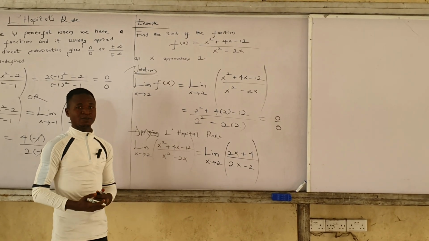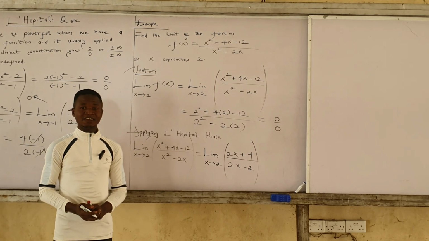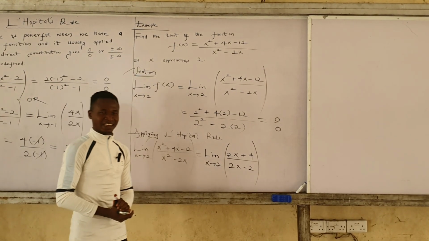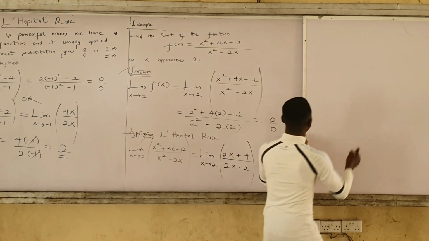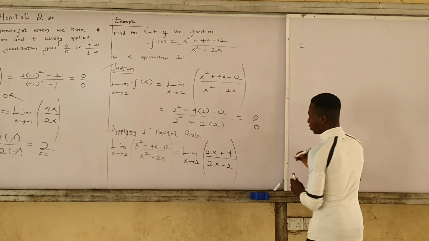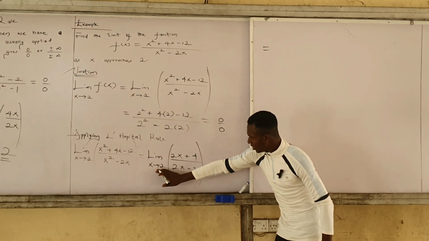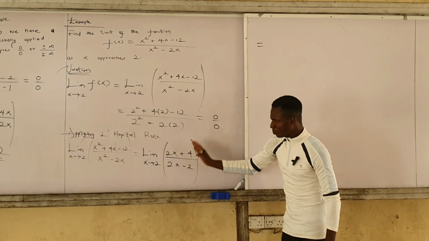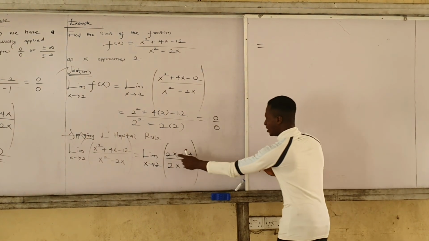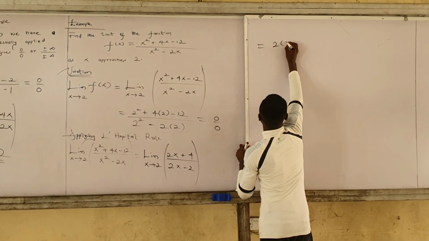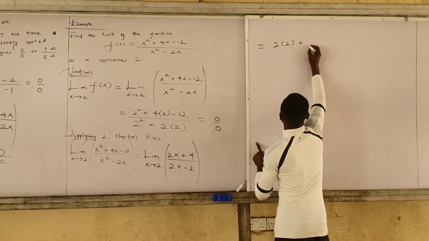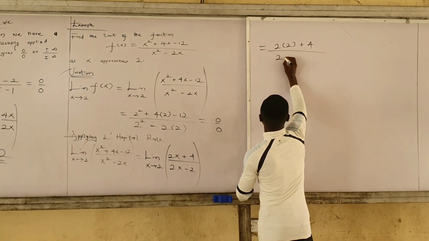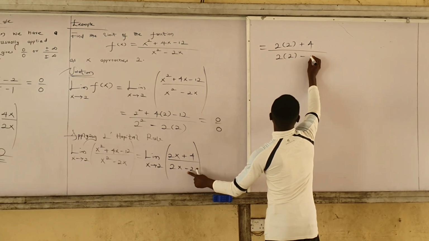So we can now carry out direct substitution. Let us see if direct substitution with the redefined function is going to give us an actual limit. The limit of the function as x tends to 2 requires that we directly substitute the x into this function wherever x appears. So with this, we have 2 times 2 plus 4, the constant, all over 2 times 2 minus 2.